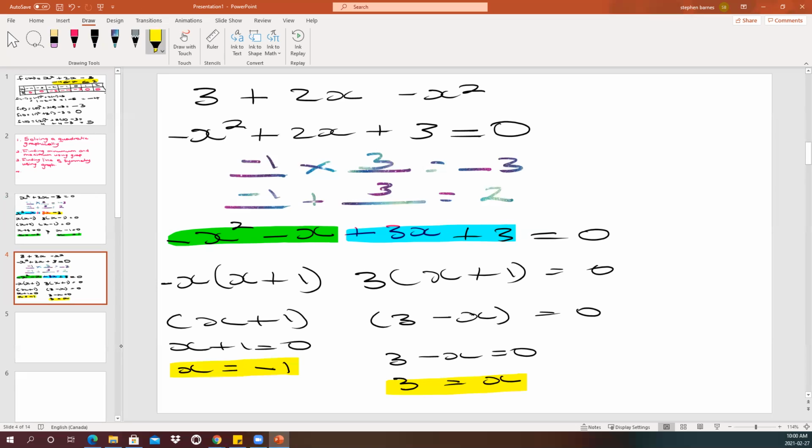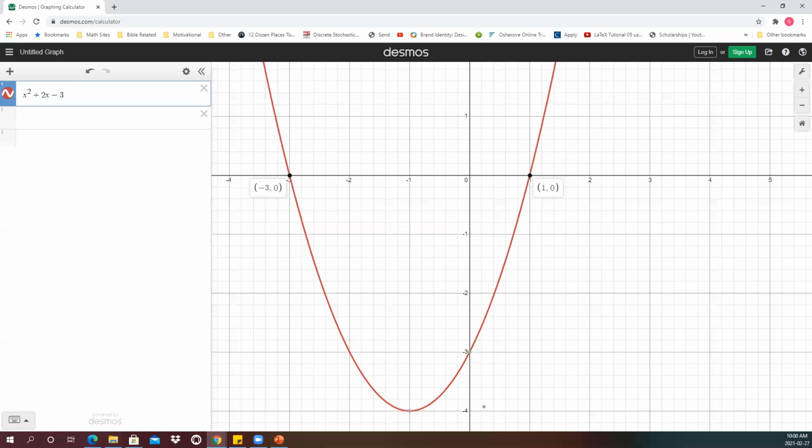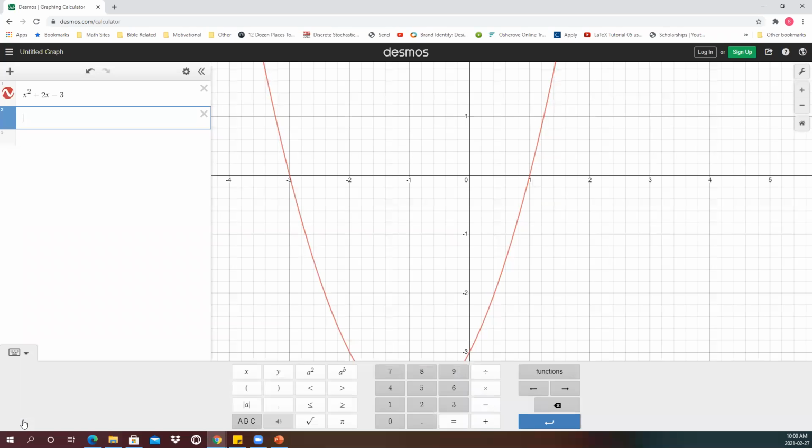So this is using the factorization method: x is equal to -1 and x is equal to 3. Now let's use a graphical method to see if we get the same answer. What was the function? Give me the function, please. 3 plus 2x minus x squared. Give me it after we rearrange it. It would be -x squared plus 2x plus 3.